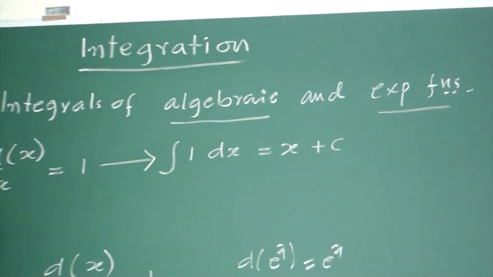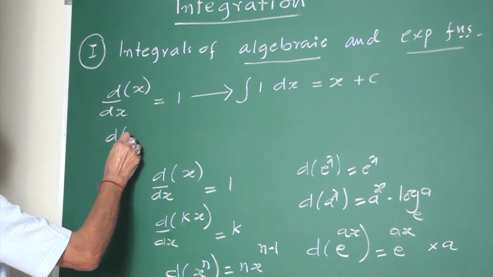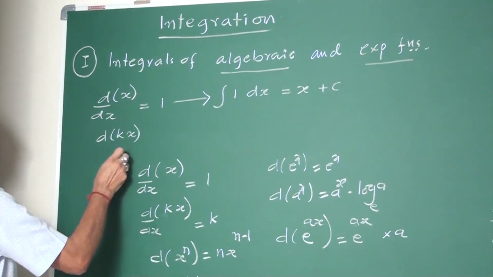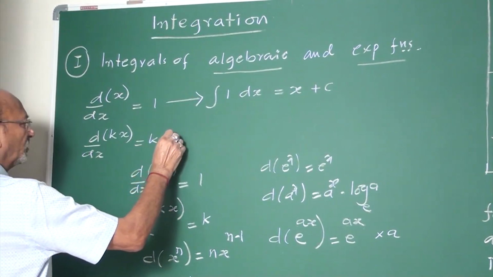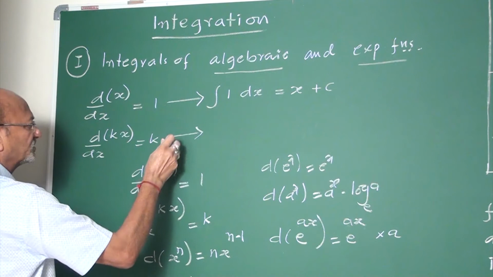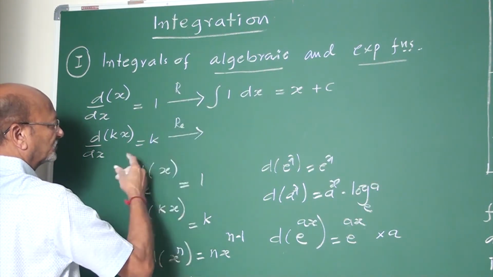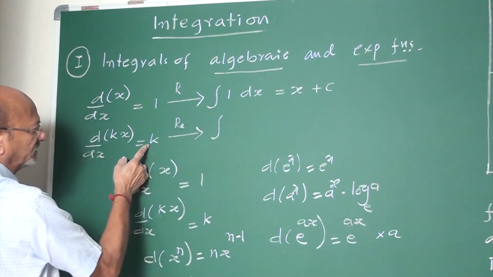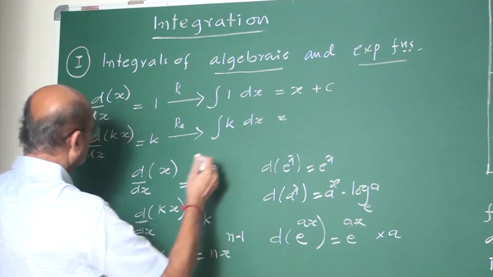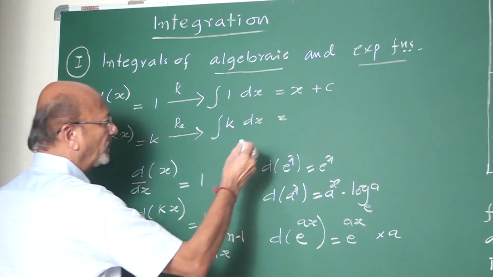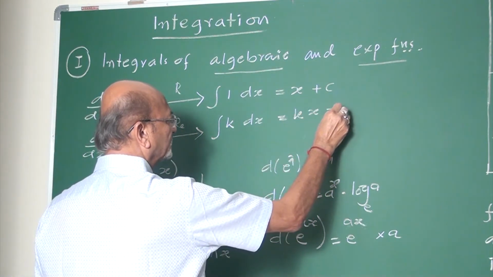Second, I write this also, my friends. Derivative of kx with respect to x is k. Reverse it. Reversing here, integral of k with respect to x is kx. This is a constant multiplied by x, plus c.